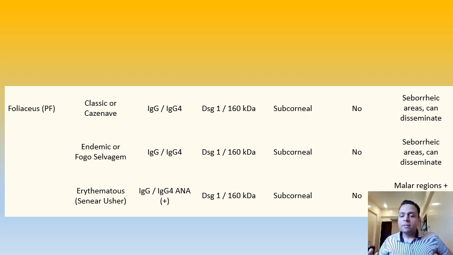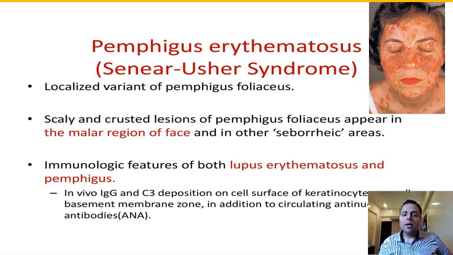In pemphigus erythematosus you will get a malar region involvement. The moment we say it's a type of pemphigus foliaceus, the areas will be seborrheic. Seborrheic with malar, it will become erythematosus. So seborrheic areas will be involved. This is pemphigus erythematosus, also called Senear-Usher syndrome. Very important MCQ, Senear-Usher syndrome.